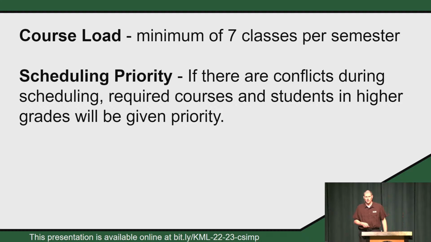Our standard course load for a student is 7 classes per semester. That's what we'll be looking to schedule with them. There are some students who will choose to take 8, so they won't have a study hall. I have a note there about scheduling priority. When it comes to actually putting together the schedule for next year, students who are seniors get first priority over students who are juniors, over students who are sophomores, etc. If we're trying to put the schedule together and there's some kind of a conflict and we need to push somebody one way or another.